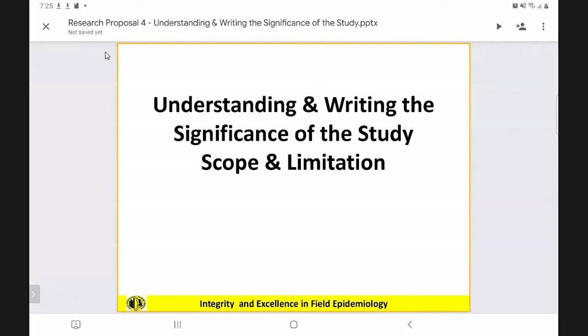Through the problem tree solution, you will have an idea of who the stakeholders are that would benefit from your study. That goes into the significance of your study.